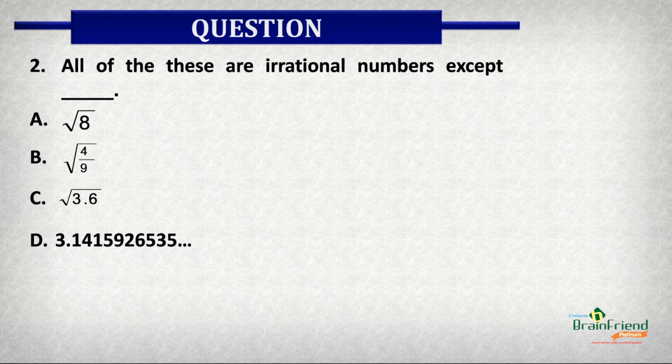Question 2. All of these are irrational numbers except dash. A, √8. B, √4/9. C, √3.6. Or D, 3.1415926535 and so on. The correct answer is option B, √4/9.